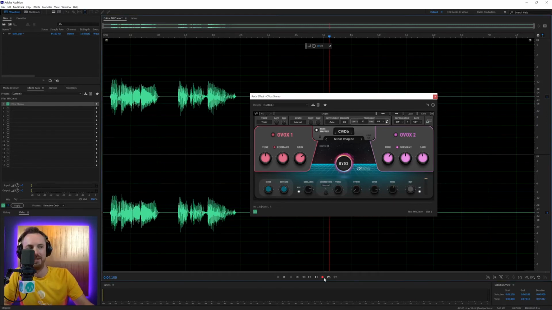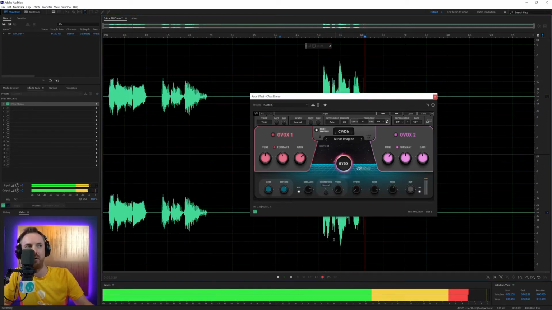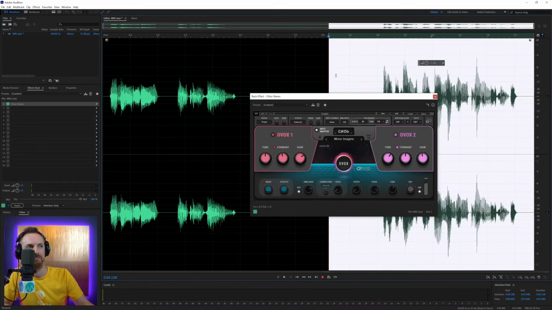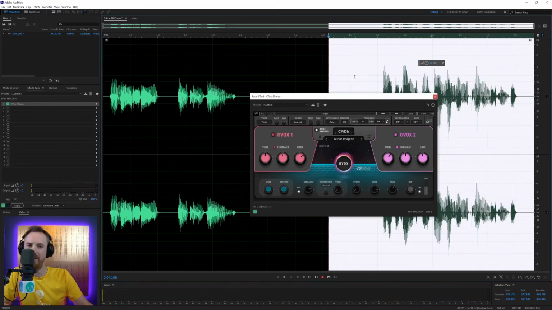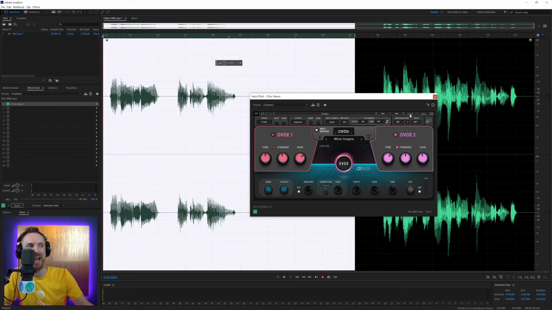Let's try that. The next train is for London Cannon Street. The next train is for London Cannon Street. Yeah, that works pretty well, doesn't it? Anyway, back to the subject at hand.